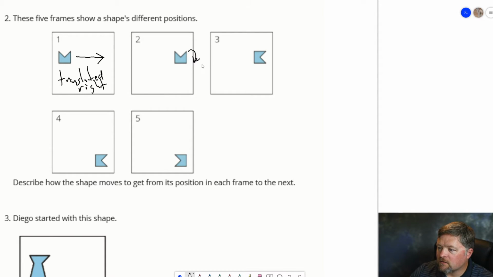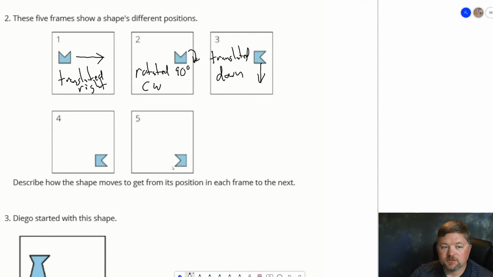From 2 to 3, what happened? It spun. So it rotated 90 degrees clockwise. 3 to 4, it looks like it just went down. And from 4 to 5, what happened here? This looks like a bigger rotation or a flip. So we talked about that being rotated.